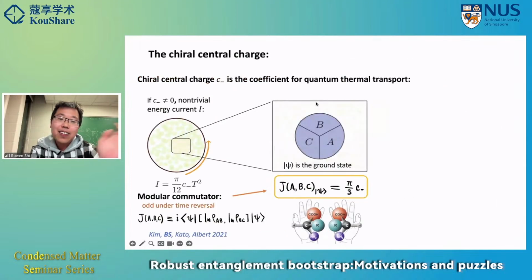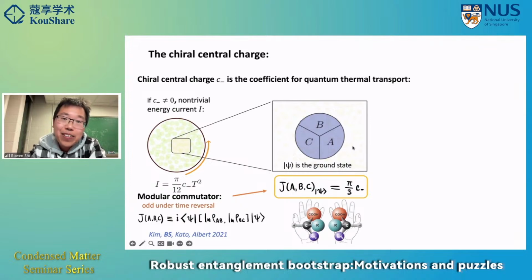In fact, we also made some heuristic argument to guess a pretty nice formula about chiral central charge. This is on the wave function, in work in collaboration with Isaac Kim, Ketan Kato, and Victor Albert. We argue that for this formula, you take a tripartition of the ground state wave function and consider the commutator of the entanglement Hamiltonian, or modular Hamiltonian, the log of the reduced density matrix rho on two different regions. The answer should be pi over 3 c minus.